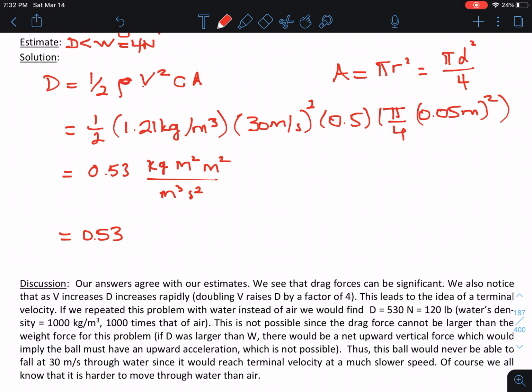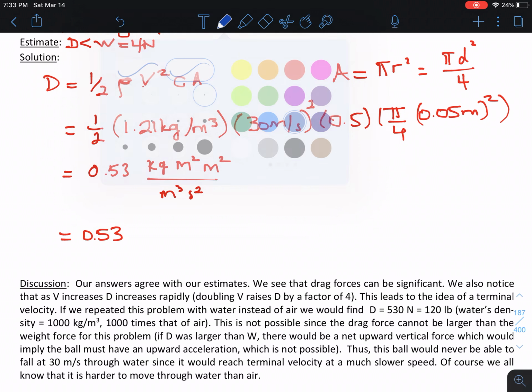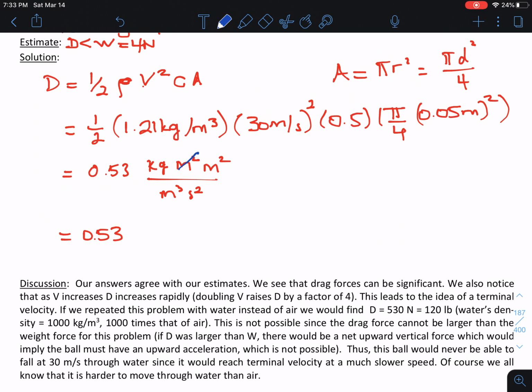Unit wise, 0.53. Let's just do quick cancellation. So meter squared will go away with the 3, I have meters left. One of those meters will go away with this meter squared. So we have kilogram meters per second squared, and we know that that is newtons, right? So that's my drag force. And as you can see, this is much less than the weight force, which was 4 newtons.